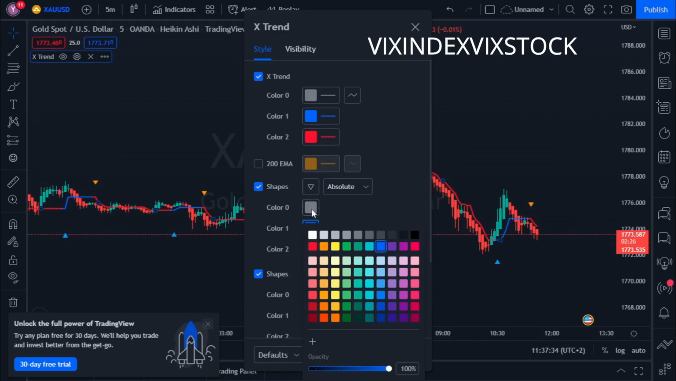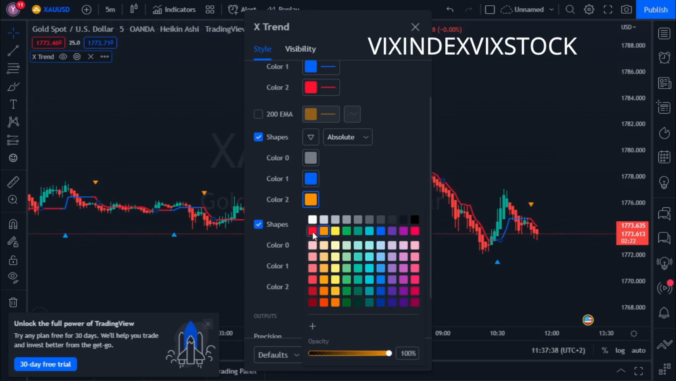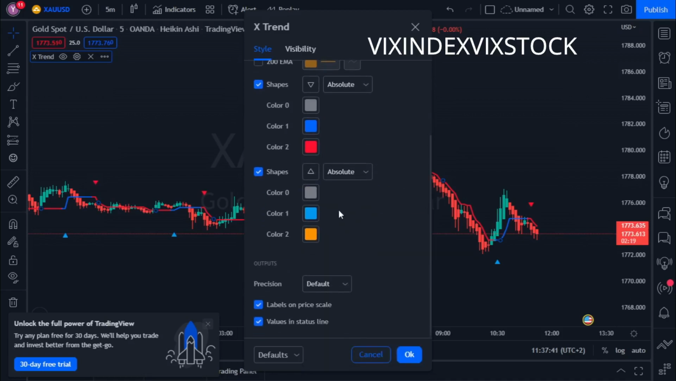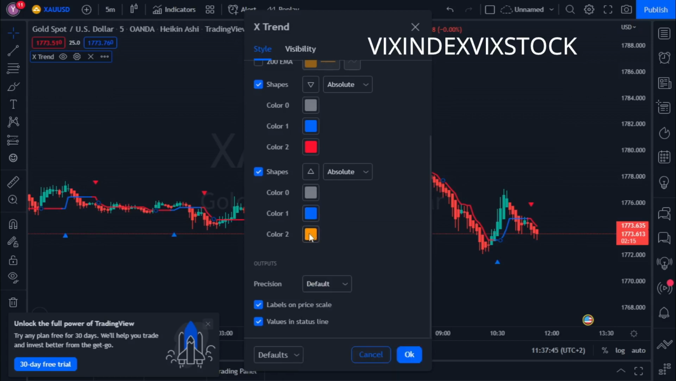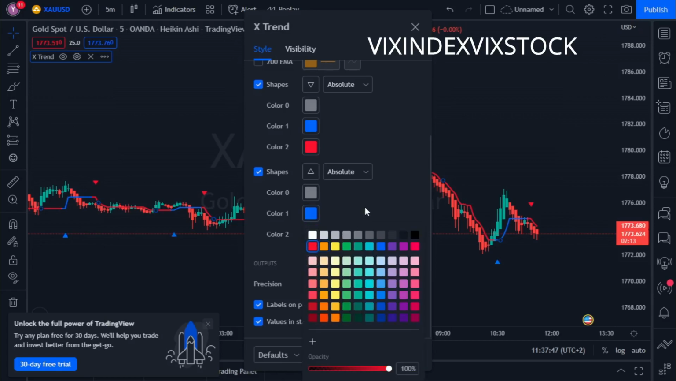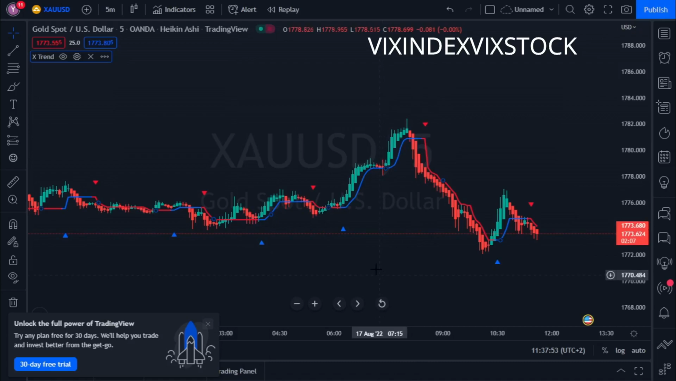Blue, and we go red, and we go blue, and we go red. And that's basically all that we need to do in this section. You can see we have the makings of a strategy already.